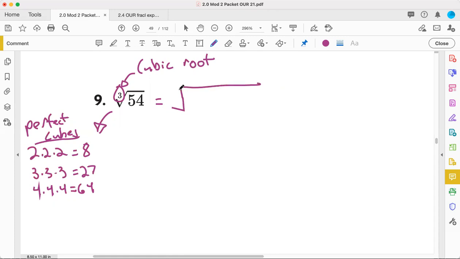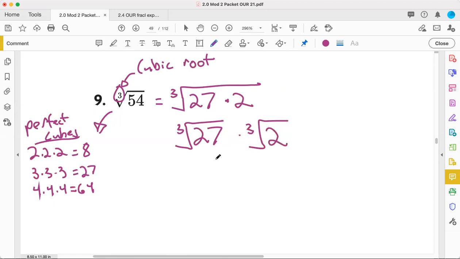So we can rewrite this as the cubic root. 54 has 27 as a factor. So let's entertain this. 27 times 2 would get you there. So we could rewrite this as the cubic root of 27 times the cubic root of 2. Cubic root of 27 is 3. So we can rewrite this as 3 times the cubic root of 2. And we're done. So that's the simplified way we would write that.